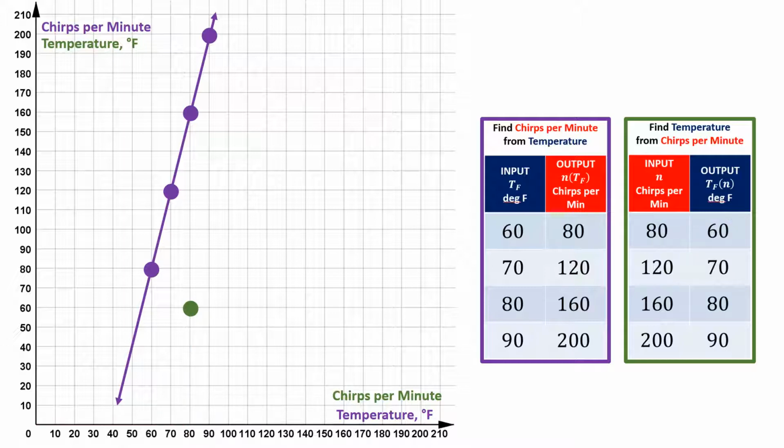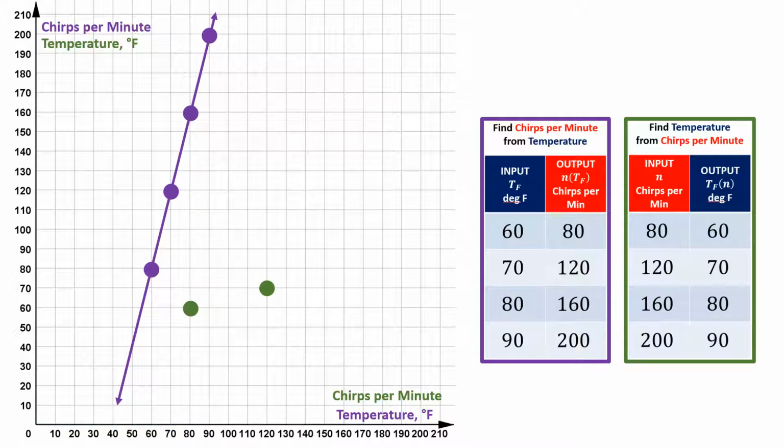Okay, next point that we have is 70 degrees Fahrenheit as an input, 120 chirps per minute as an output. We're going to go ahead and reverse that. And so I'm going to have 120 chirps per minute as an input, 70 degrees Fahrenheit as an output, and I'm going to mark that point. We'll do the same for the third point. Third point has an input of 80 degrees Fahrenheit, output of 160 chirps per minute.